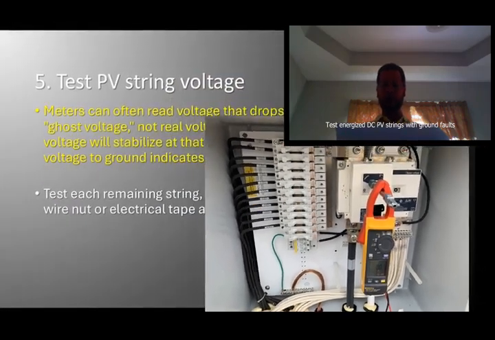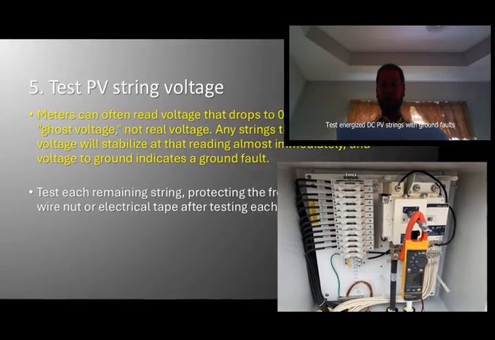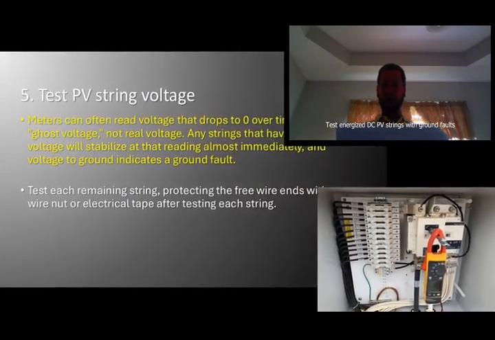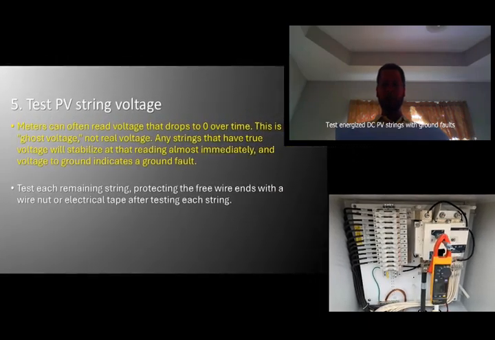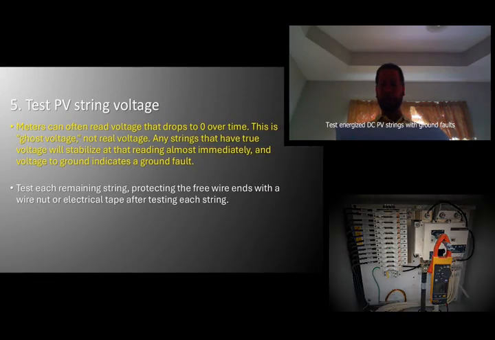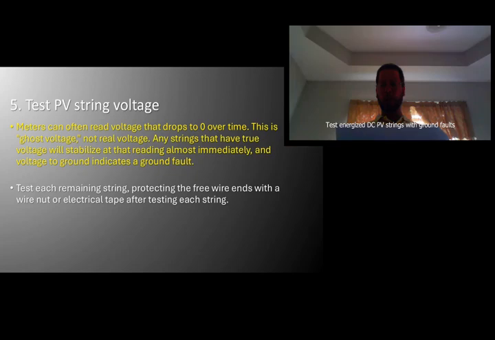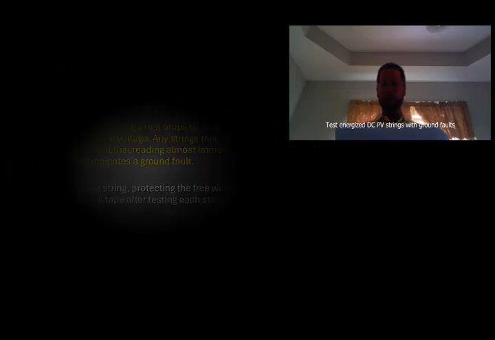Any strings that have true voltage will stabilize at that reading almost immediately, and voltage to ground indicates a ground fault. Test each remaining string, protecting the free wire ends with a wire nut or electrical tape after testing each string.